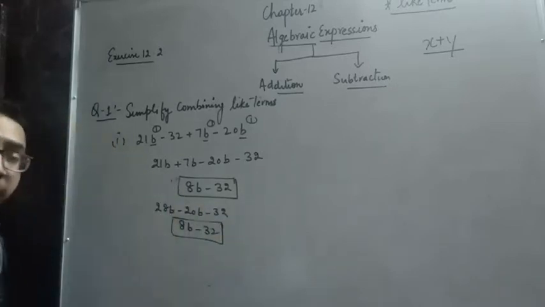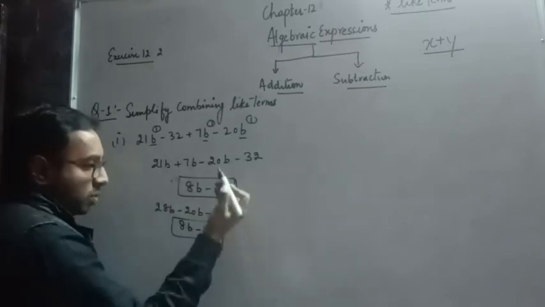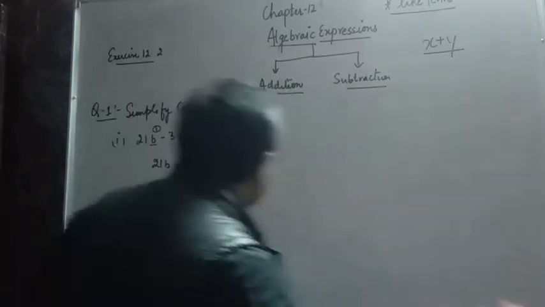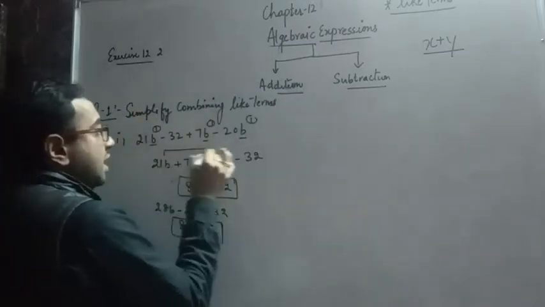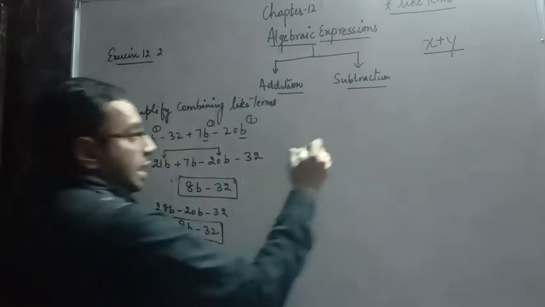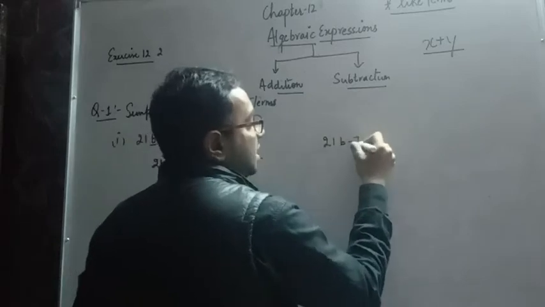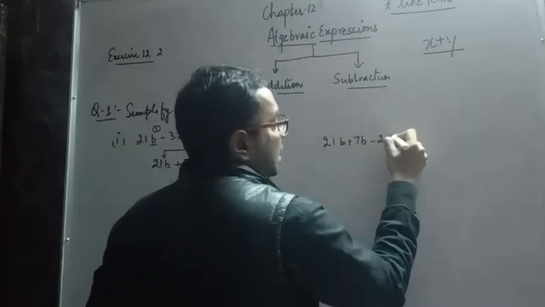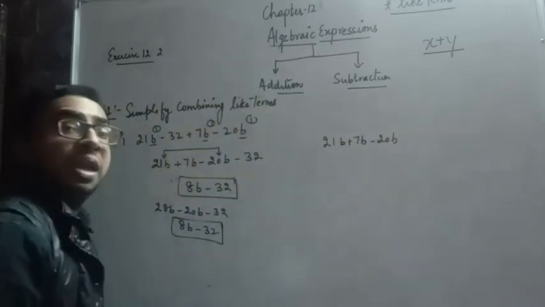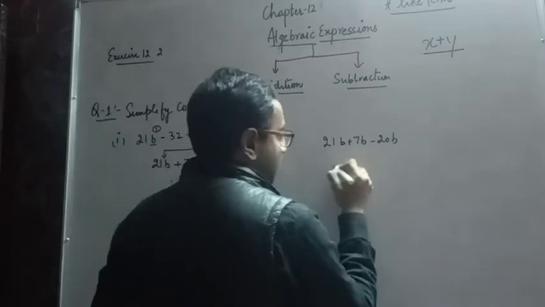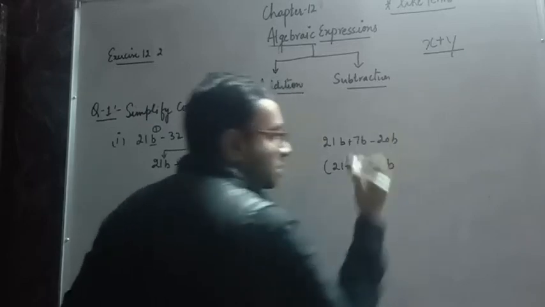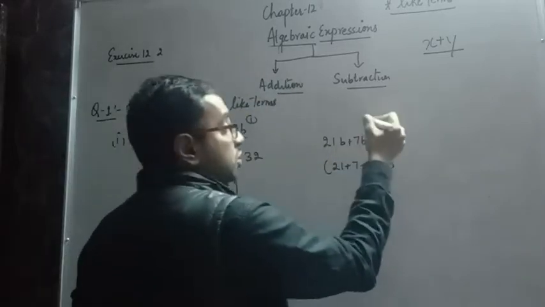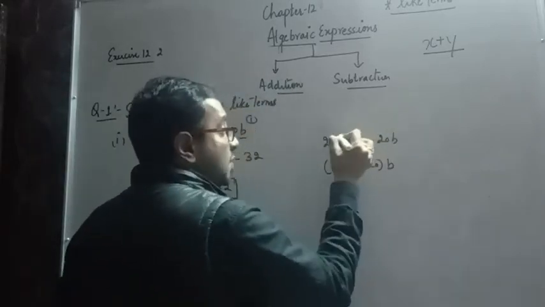I have done it directly, which we can do, that's not a problem. Step by step we have to follow if you want, because simplification is there. See how it happened. Actually 21b minus 7 plus 7b minus 20b. What I did, I took b common. If I took b common, what is left? 21 plus 7 minus 20, and b as it is, because I have taken b from here also, from here also.